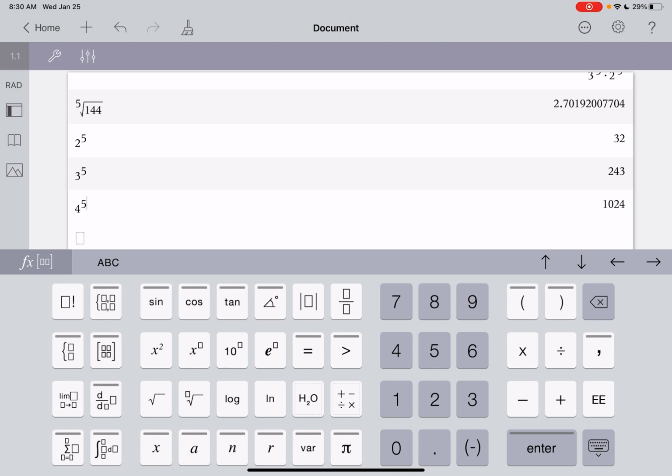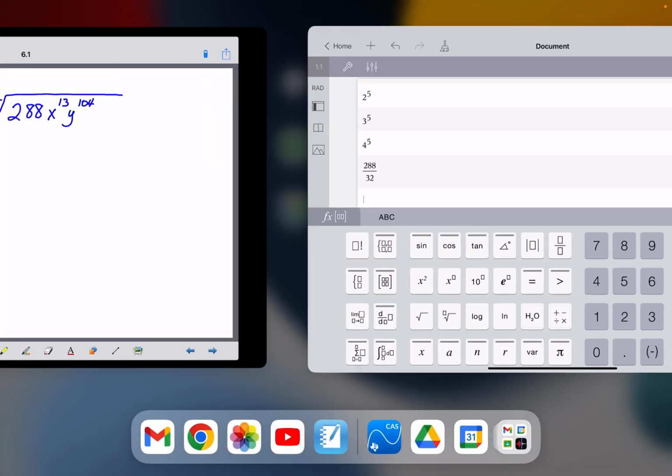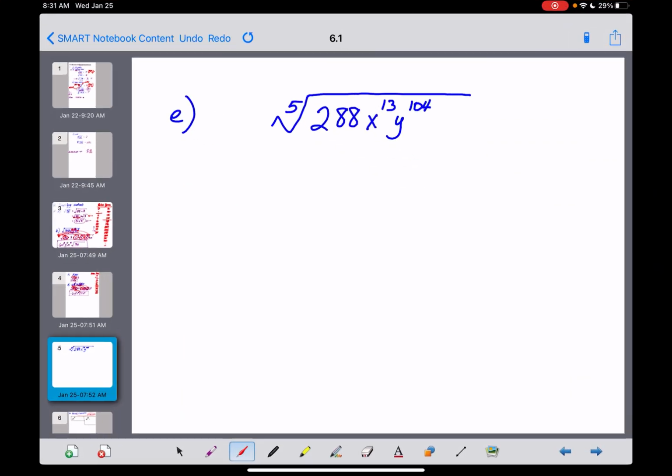But what about 32? What if I took 288 and divided that by 32? Oh, that one worked out. It was 9. So a little bit of investigation right here. You can get to that spot. So all right, guys, we're going to rewrite this now as the fifth root of 32 multiplied by 9.